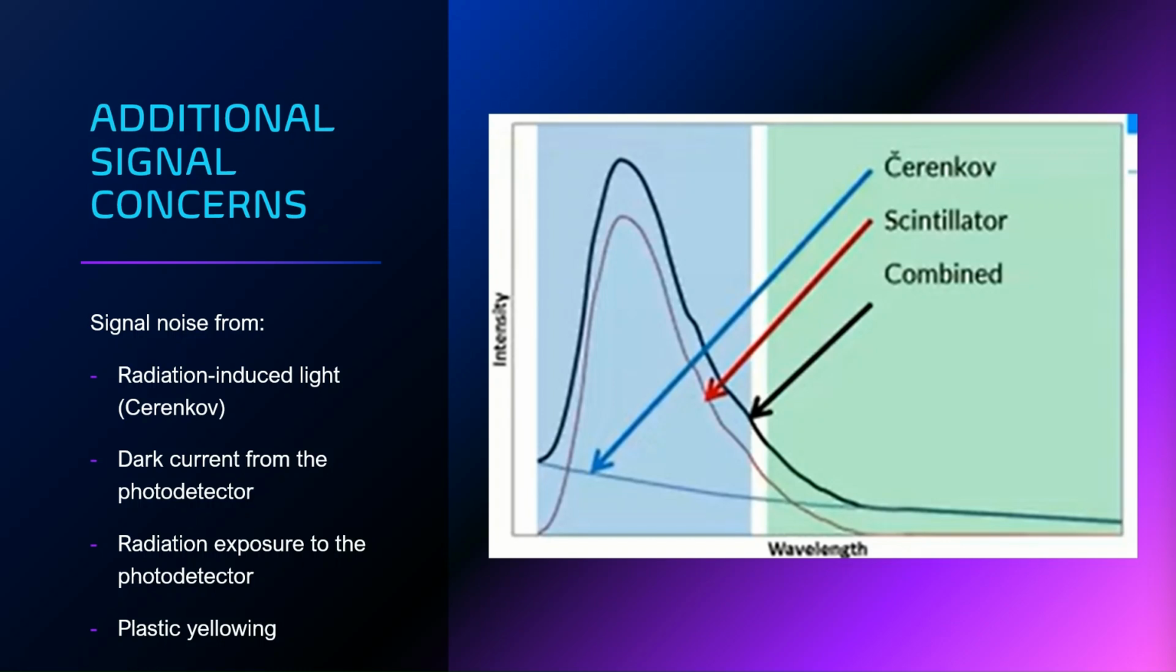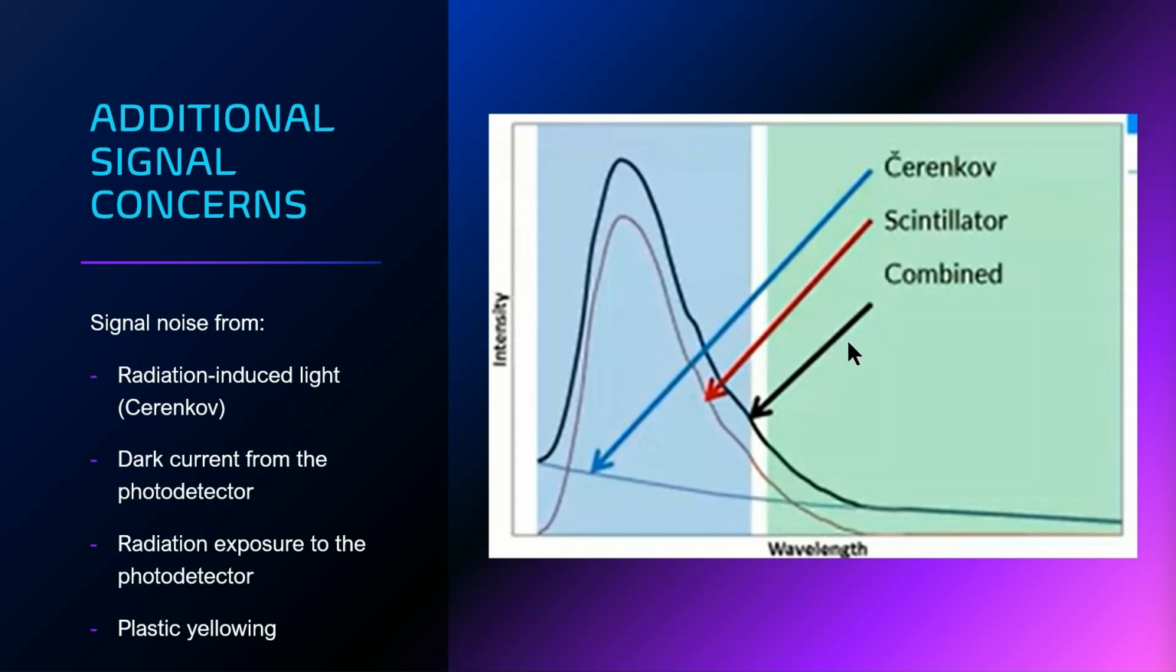Just a few notes about additional signal concerns. So when you're reading signal from plastic scintillator detectors, there's known to be noise created by an effect of radiation-induced light called Cherenkov noise. The Cherenkov radiation is produced when charged particles pass through a medium at a speed greater than the speed of light in the medium. And this creates a blue wavelength light. And the effect of that is to add that noise to your output signal.